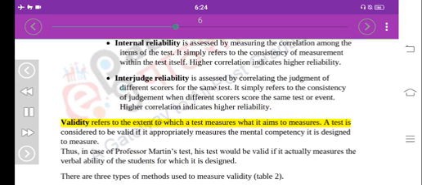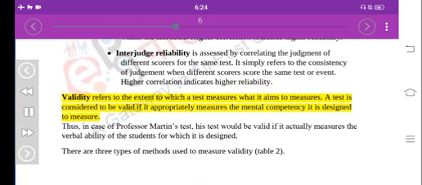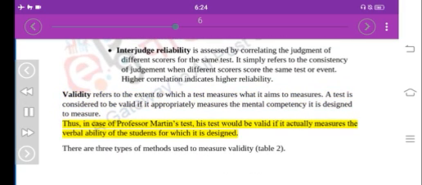Validity refers to the extent to which a test measures what it aims to measure. A test is considered to be valid if it appropriately measures the mental competency it is designed to measure. Thus, in case of Professor Martin's test, his test would be valid if it actually measures the verbal ability of the students for which it is designed. There are 3 types of methods used to measure validity.